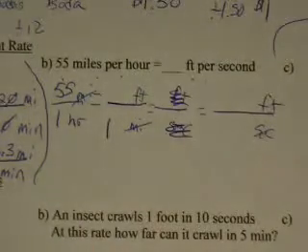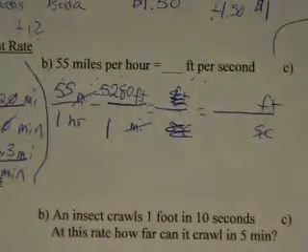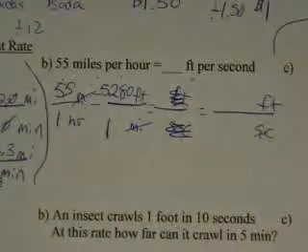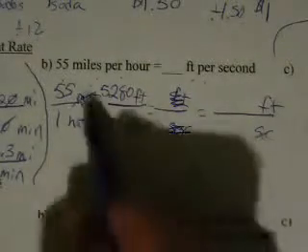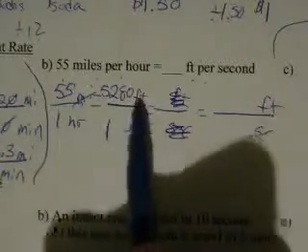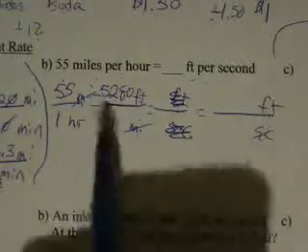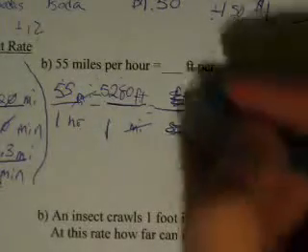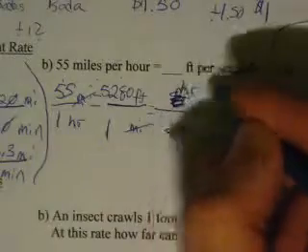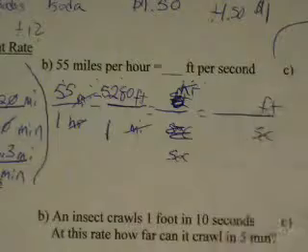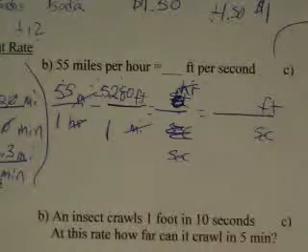Well, if you don't know, I do. 1 mile is the same thing as 5,280 feet. That's the conversion. 1 mile is 5,280 feet. Now, if you look, my miles are gone. I don't have miles anymore. I have just feet. Now, I have hours, and I want seconds. So let's see. I want to have hours up top, so hours and hours cancel. And I need seconds down below, so I'm left with seconds.